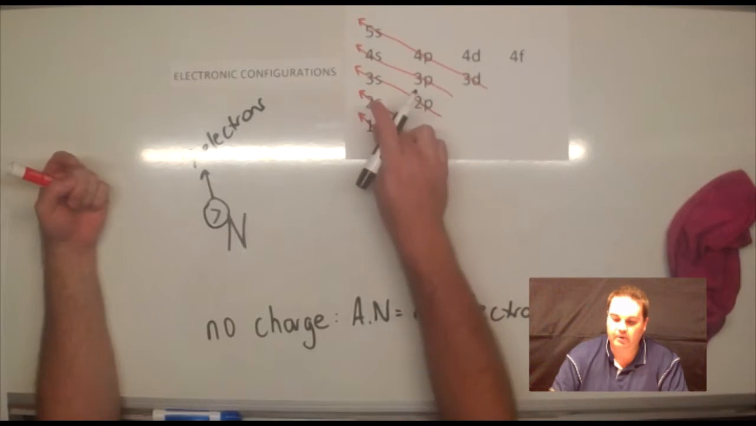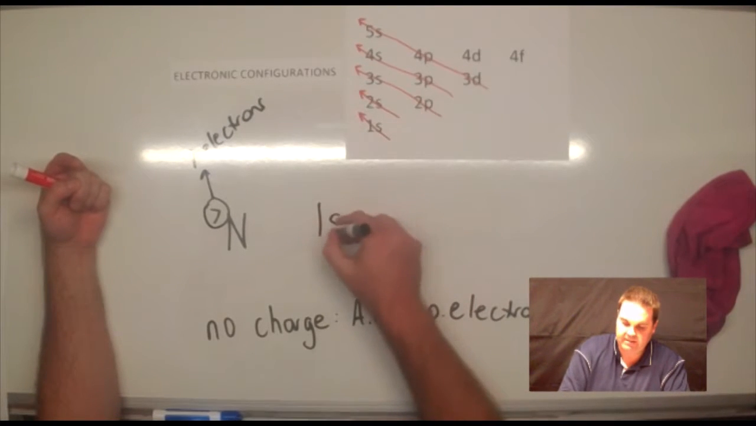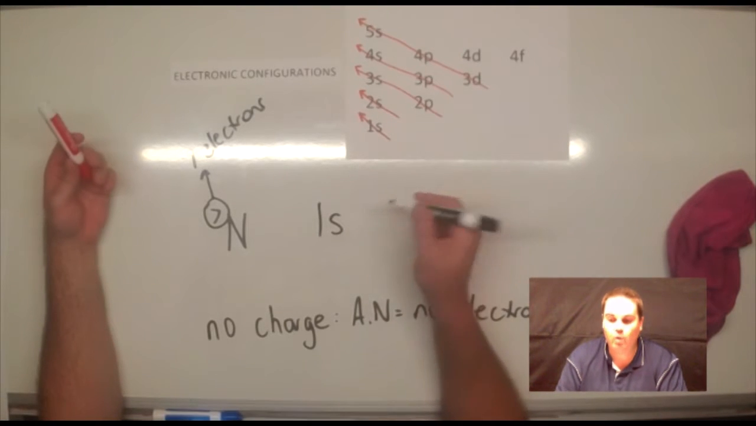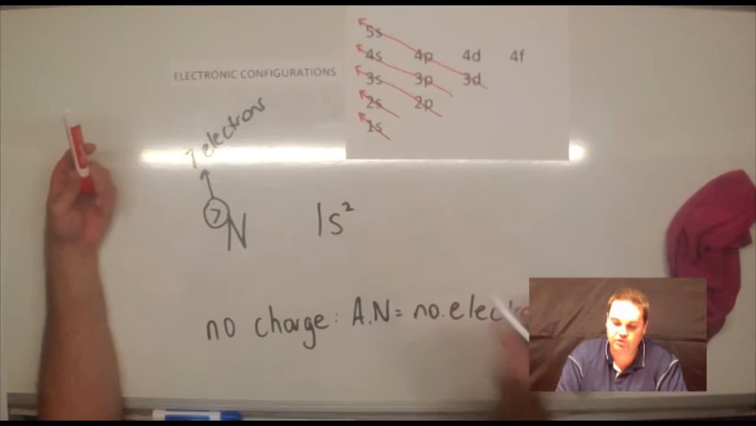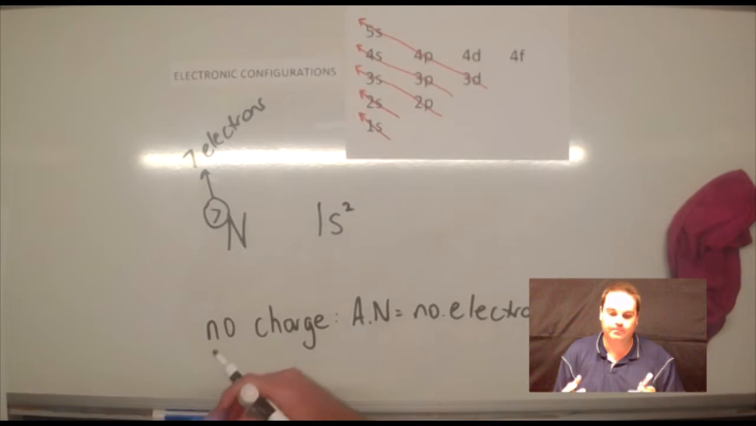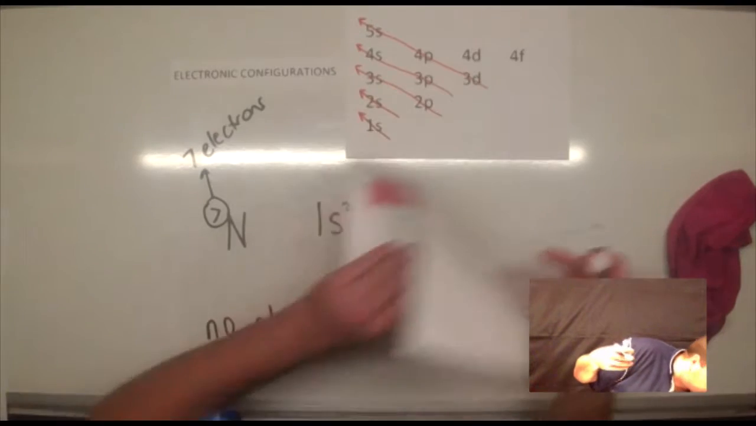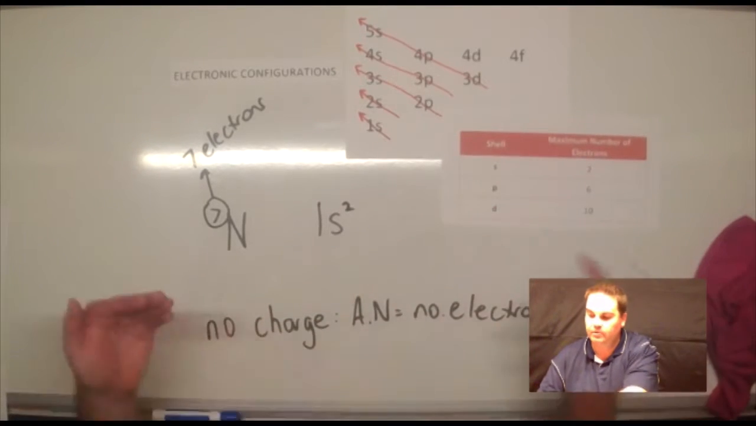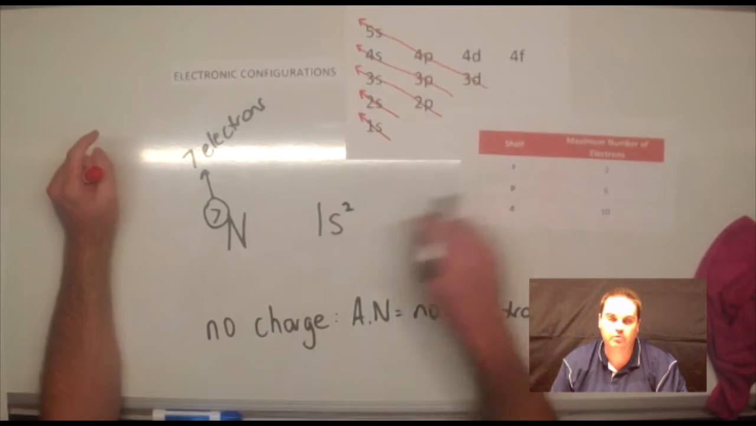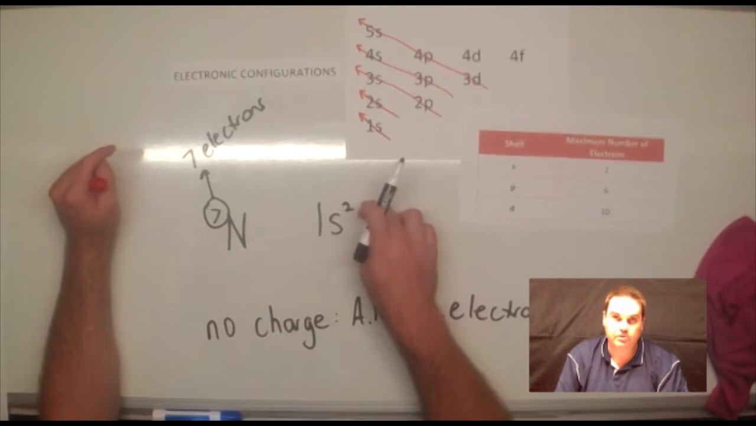Alright, so I'm going to start with the 1s orbital because that's down the bottom, 1s. And if we remember from our little sheet, the 1s can hold a maximum of 2. So we can have 2 electrons in that s orbital. So you might want to keep that little sheet with you as well to remind you about how many electrons each of these subshells can hold. So the s can hold 2, we've filled that up.